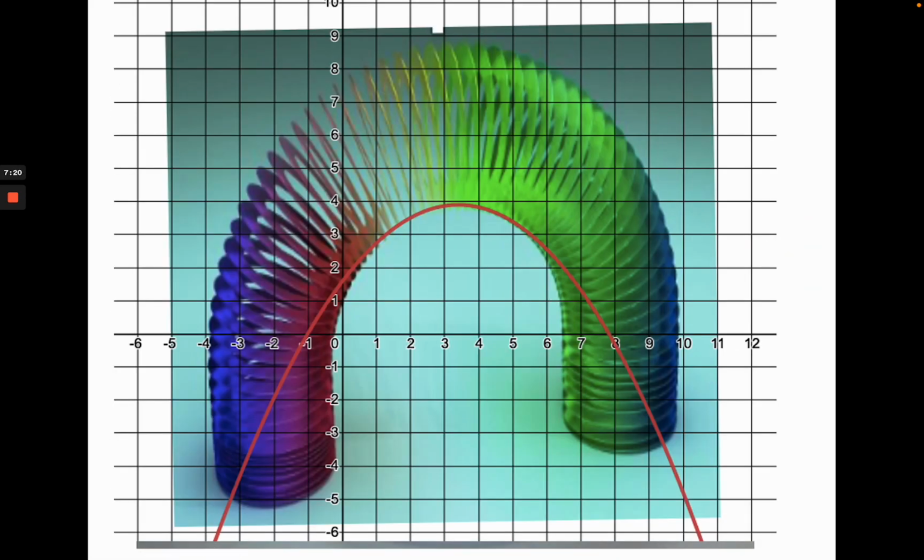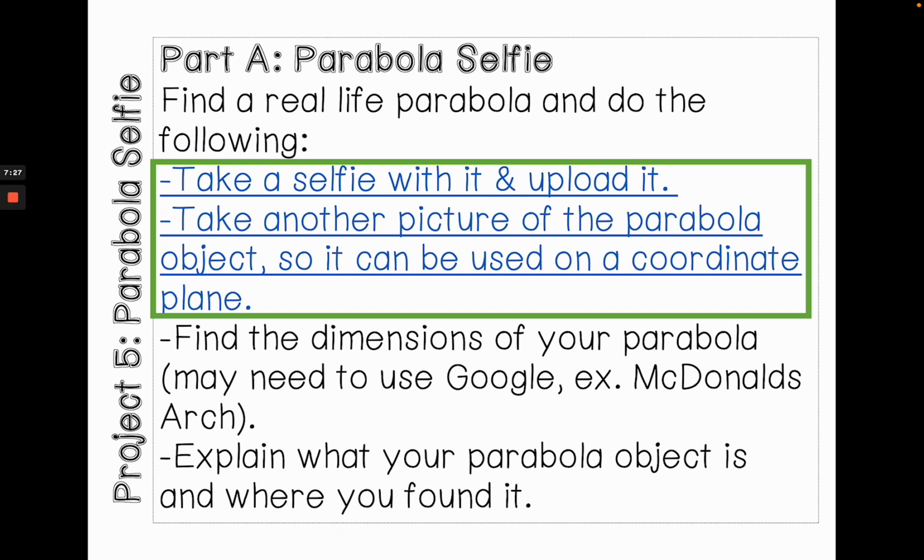Okay, so the first thing you're going to do is find a parabola. Now, I'm actually going to suggest that you find 3 different parabolas, so that when you come back into class, we can talk about your parabolas and you can decide on the best parabola that you find.